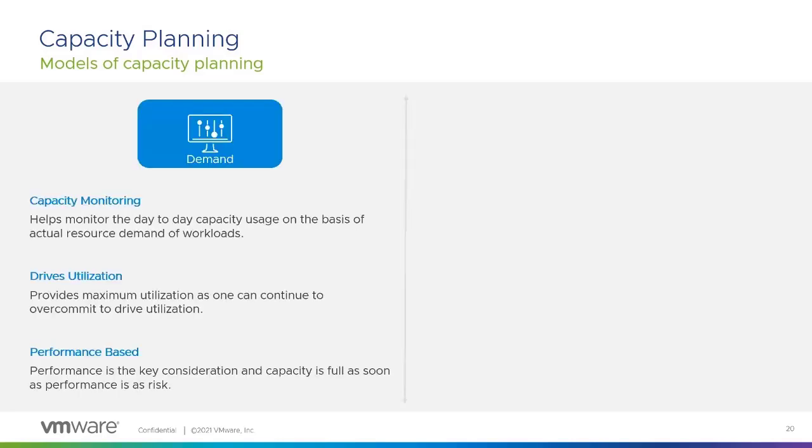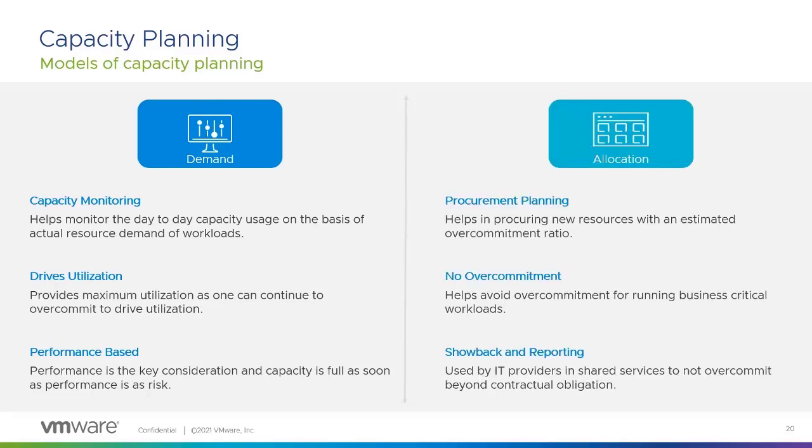Now I'll talk about a couple of different ways of looking at capacity. The first way is looking at it from a demand perspective. vRealize Operations always looks at capacity from a demand perspective. This is useful because you're actually looking at what the virtual machines are actually consuming on the host or cluster. So basically everything is based on performance and utilization. It's really important that you know exactly what's going on, because this is what the virtual machines are actually consuming.